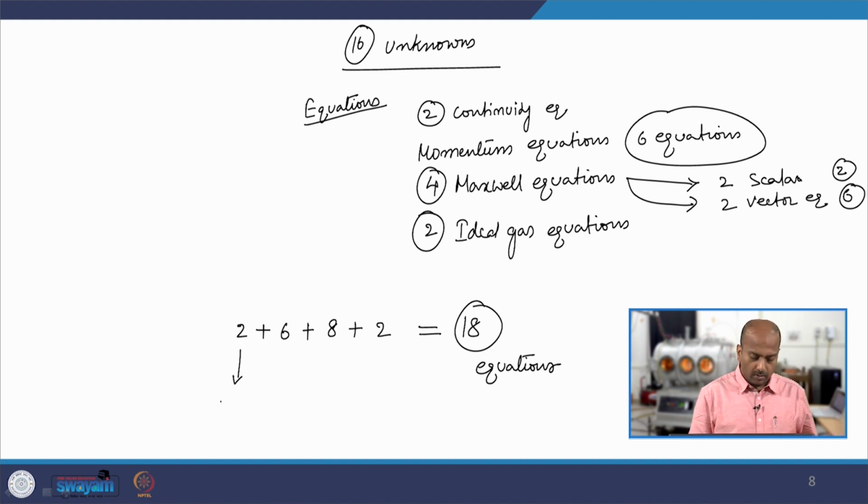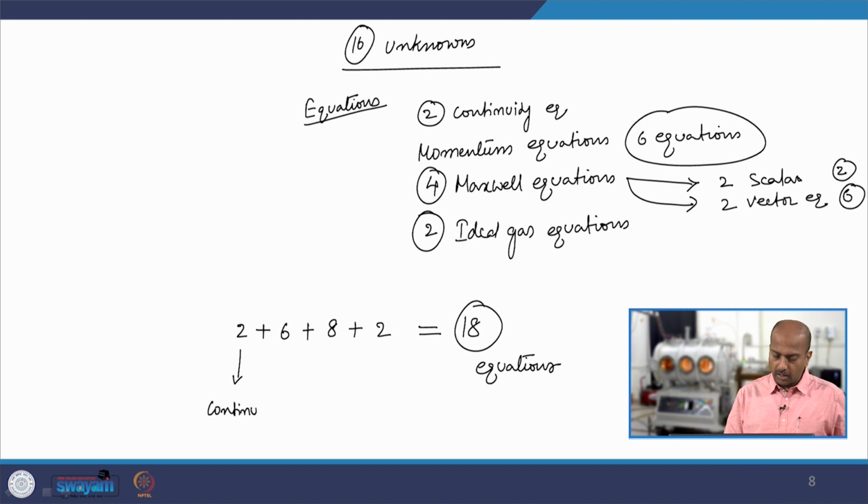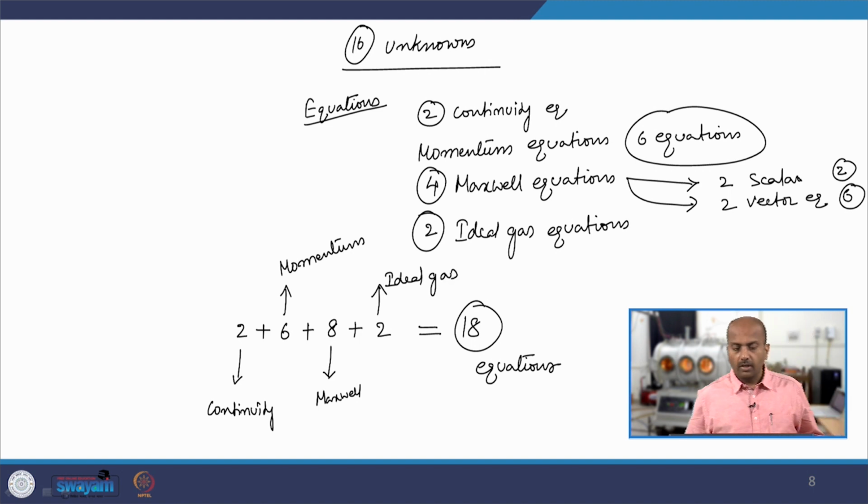So this is just for the sake of remembering: continuity, momentum, Maxwell, ideal gas, right. But in contrast, we see that there are only 16 unknowns.